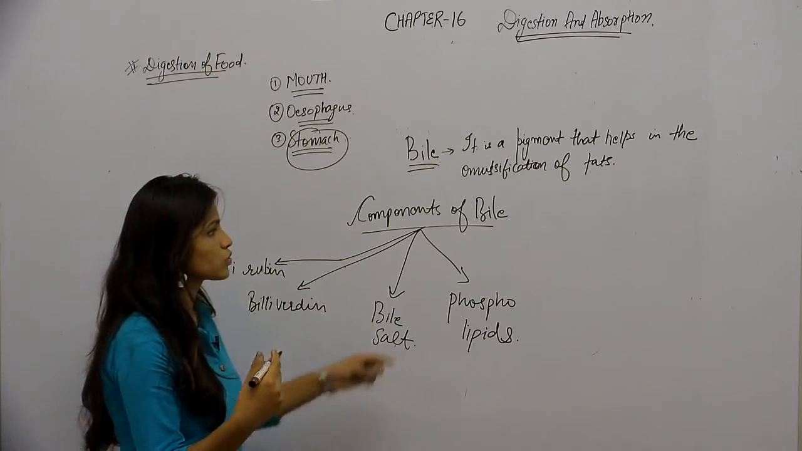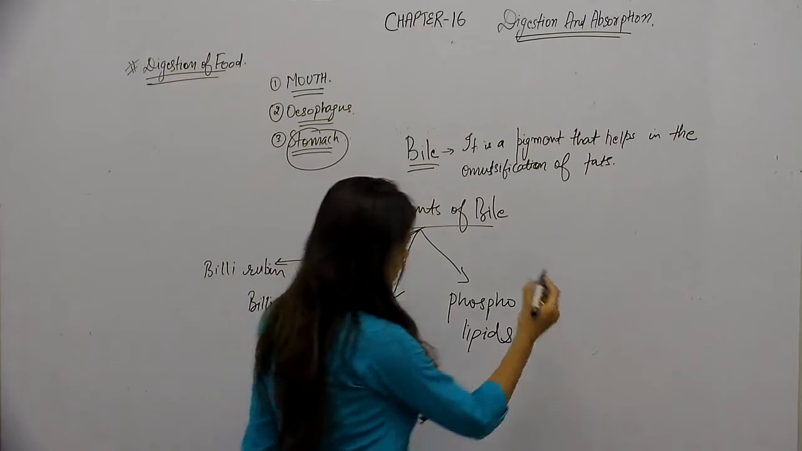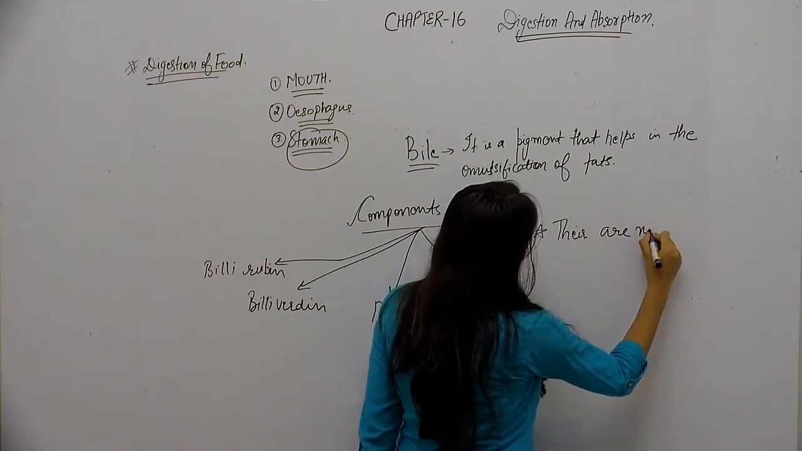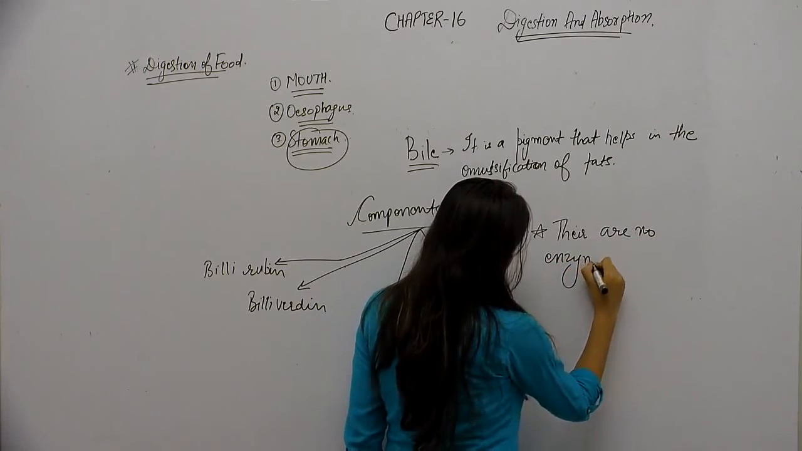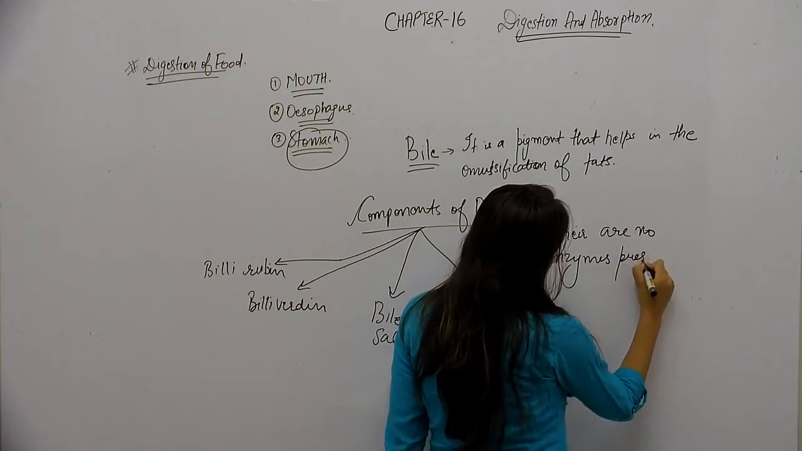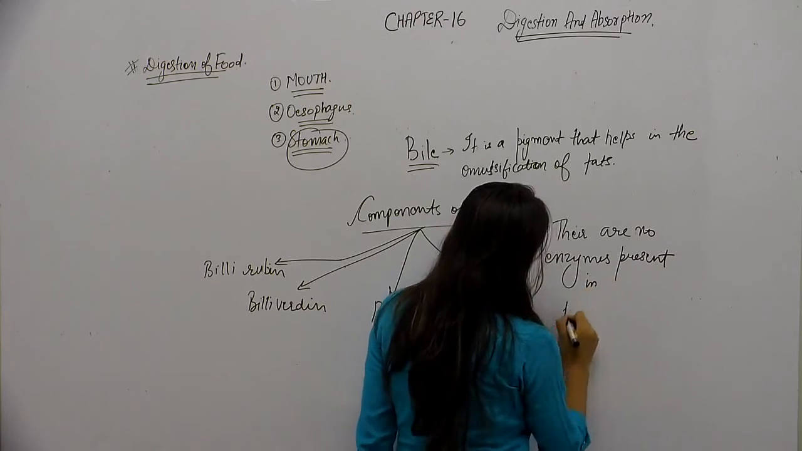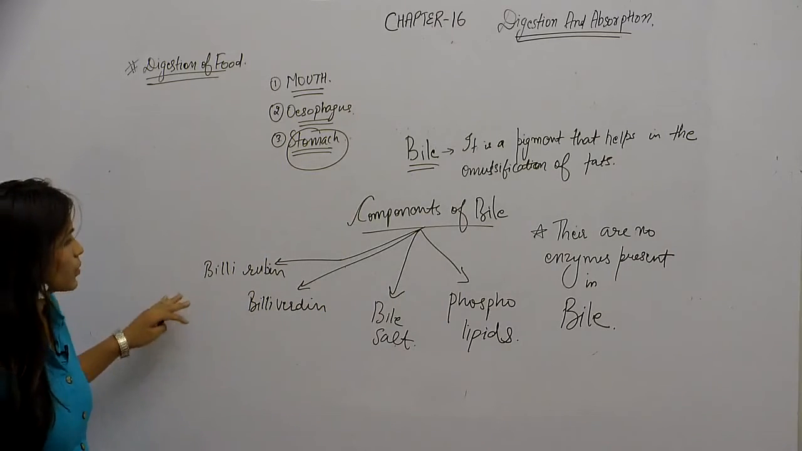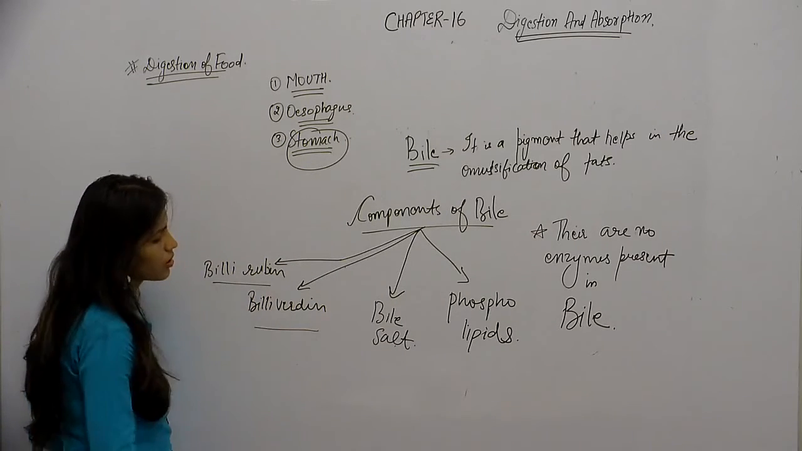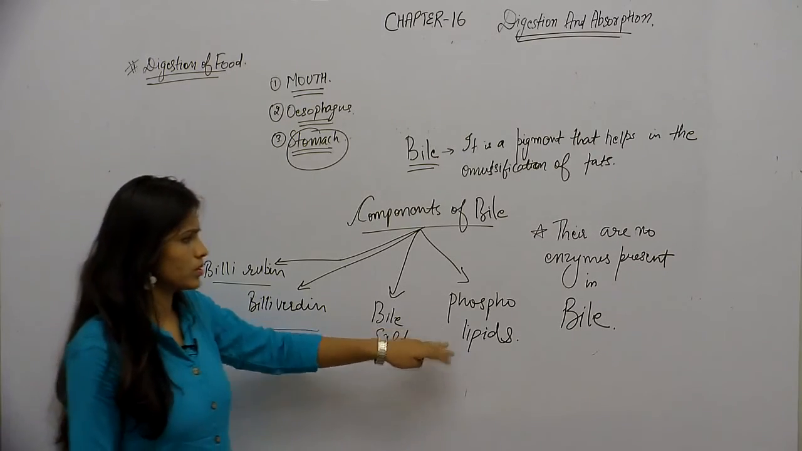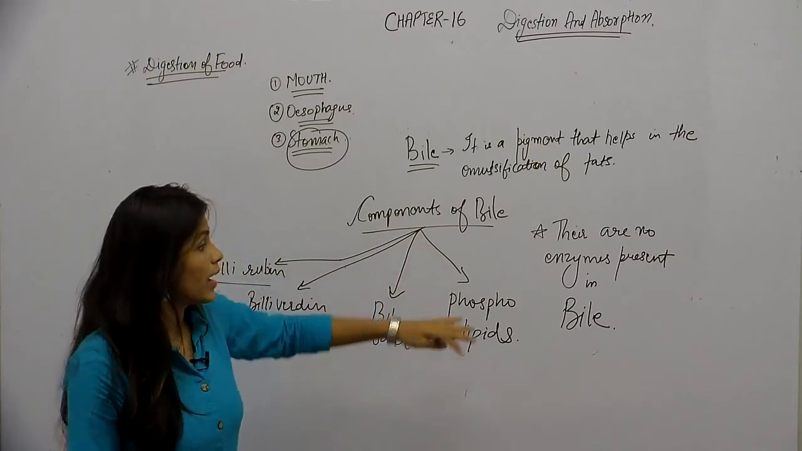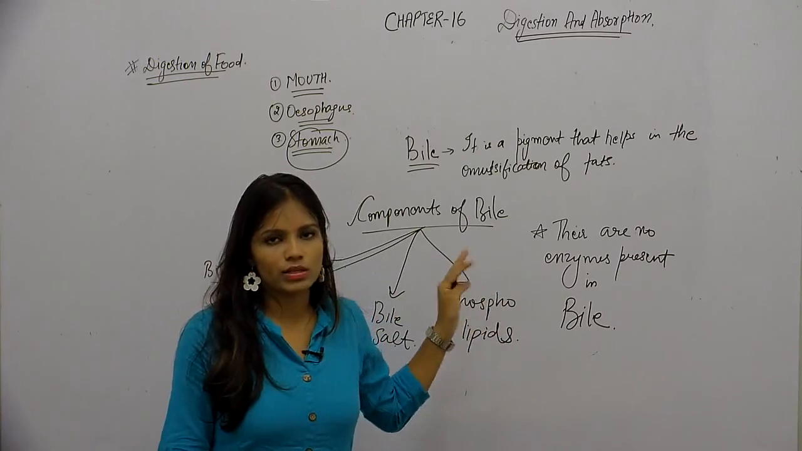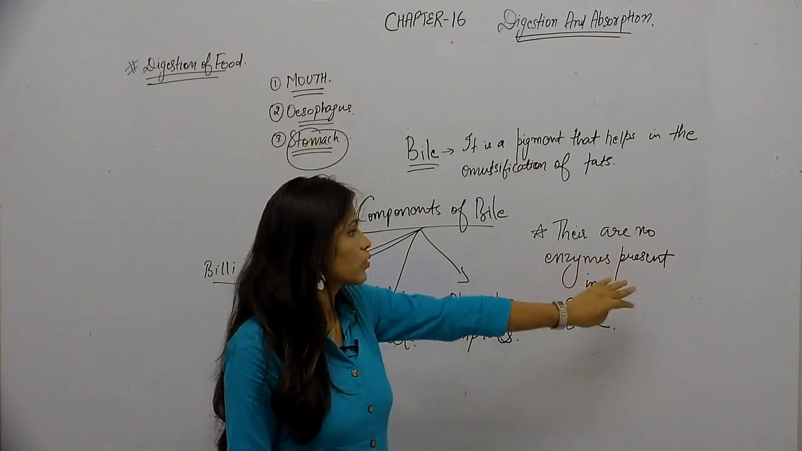Note that the thing which is different about bile is that there are no enzymes present in bile. So these were the basic components, and these are the pigments. Bile salt and phospholipids are the components of the bile. And what basically is different about bile from the other juices, pancreatic secretions and all, is that there are no enzymes present in bile.